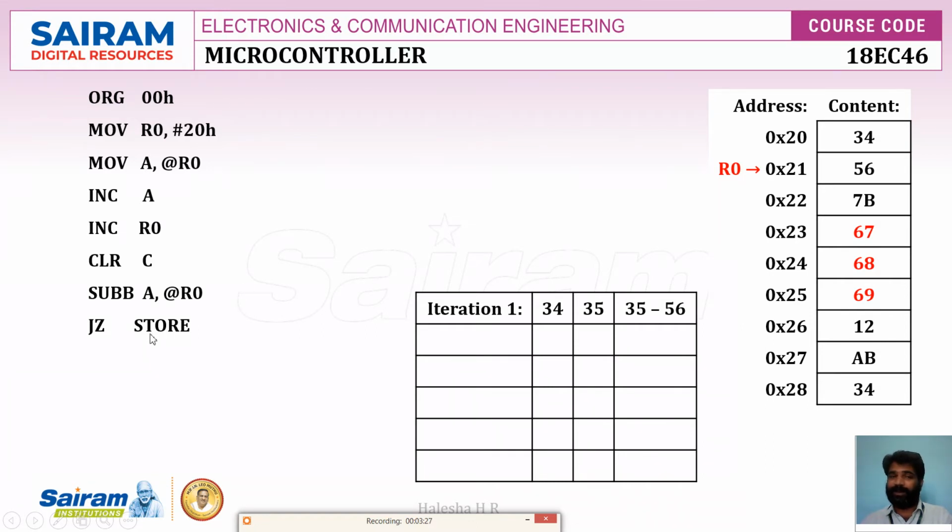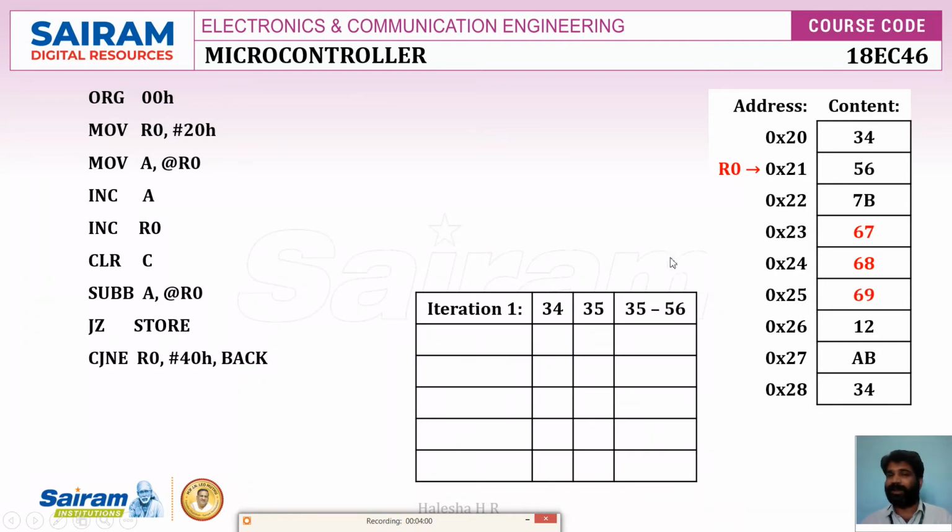If they are not equal, check whether it is the last address. How do you check? As you know, the last address is 40h. To check that, use CJNE R0, #40h. If they are not equal, go back. If they are equal, we have searched all the numbers in the array and they are not found. If it is not the last address, go back.